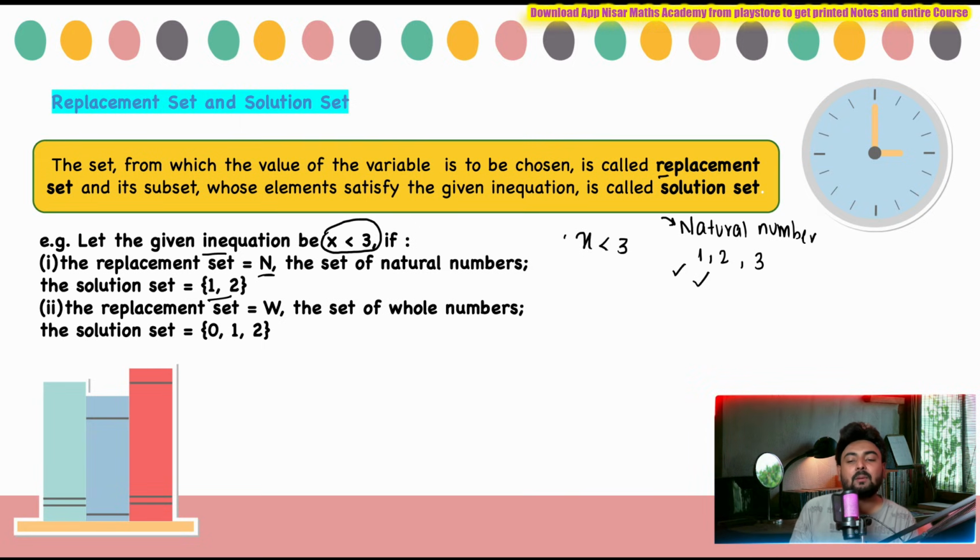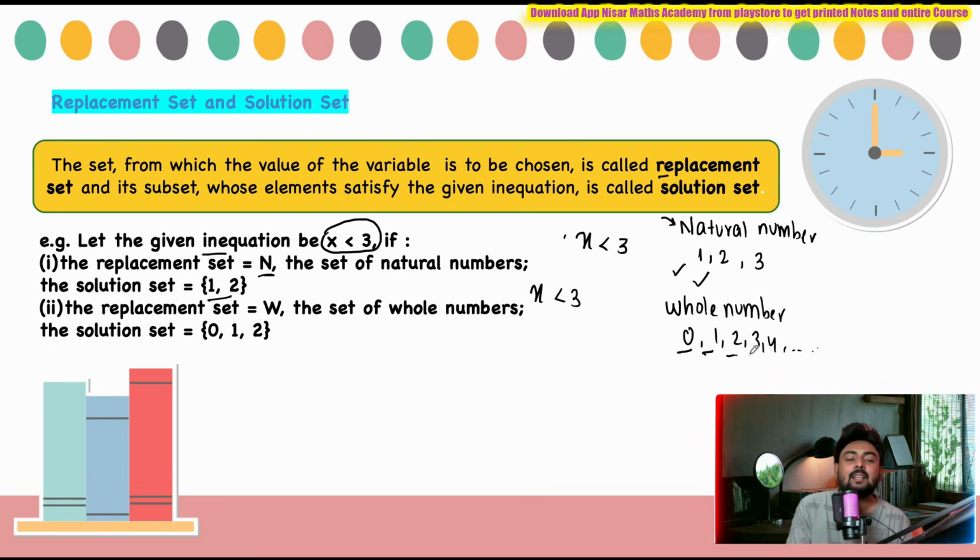Now if I change this replacement set, see children, do understand what I'll say now. Suppose the replacement set we have now is the whole numbers. Now say me, what are the whole numbers? We have the whole numbers as 0, 1, 2, 3, 4 and so on. Now what is the value of x we have to take? The value of x is less than 3. Is 0 less than 3? Yes. Is 1 less than 3? Yes. Is 2 less than 3? Yes. Is 3 less than 3? No. So we have 3 values. This is the solution. The solution for x less than 3 is 0, 1, 2, and 1, 2 is the solution for the natural numbers.